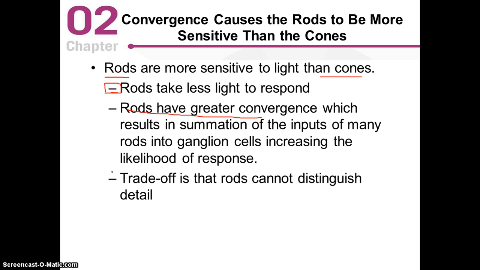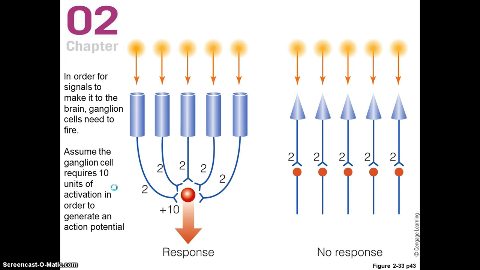Although the greater degree of convergence of rods gives them better sensitivity to light, so they're able to respond to less intense lights than cones are, there's a trade-off in the sense that rods can't distinguish detail. So the greater convergence of rods really produces two things. It gives rods better sensitivity to light, but it makes it more difficult for them to make out fine detail. And let's take a look at why that is.